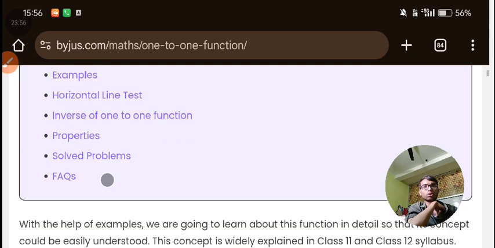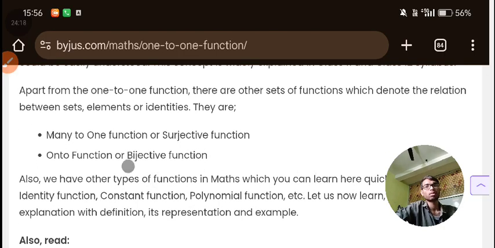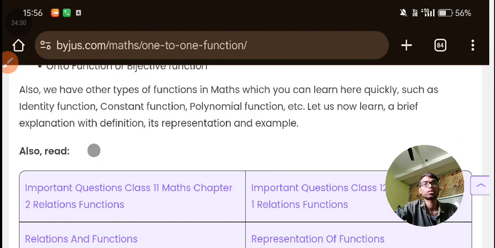Here we have a definition and examples. With the help of examples, we are going to learn about this function in detail so that its concept can be easily understood. This concept is widely explained in the class 11th and 12th syllabus. Apart from the one-to-one function, there are other types of functions which denote the relation between sets, elements, or identities. They are many-to-one function, surjective function, into function, or bijective function.